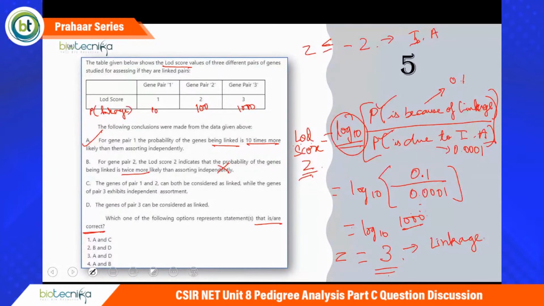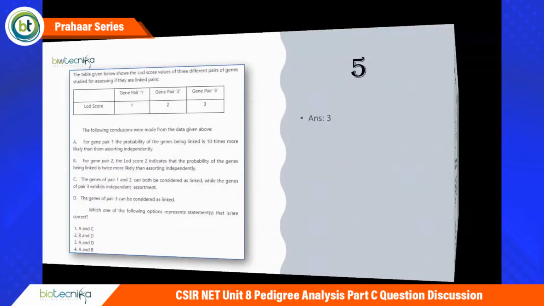Statement C is that the genes of pair 1 and 2 can both be considered as linked, while genes of pair 3 exhibit independent assortment. That is also wrong, because if the LOD score is 3 or more, then it supports linkage. So this is for sure linked. So Statement C is wrong. Statement D, the genes of pair 3 can be considered as linked. So yes, that is true. So what are the correct answers? Option number 3, that is A and D.